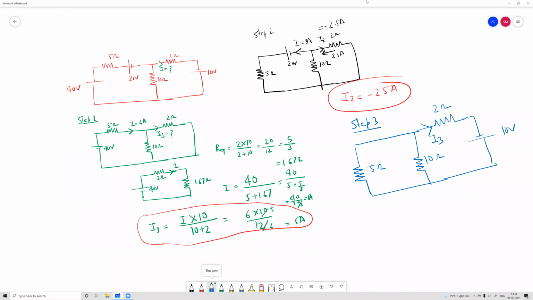Okay, sir. So here how to solve it? 5 ohm and 10 ohm, they are in parallel. So what will be the 1.87? Sorry, one more time. 1.87. It is coming 1.8, yes, here, current.